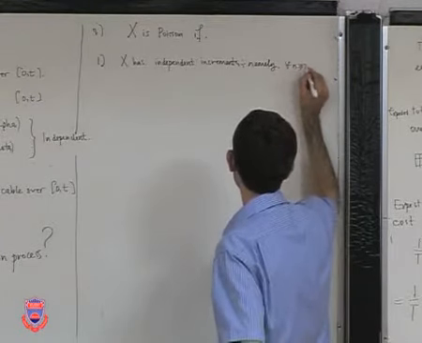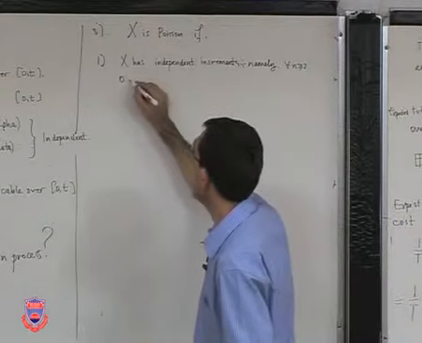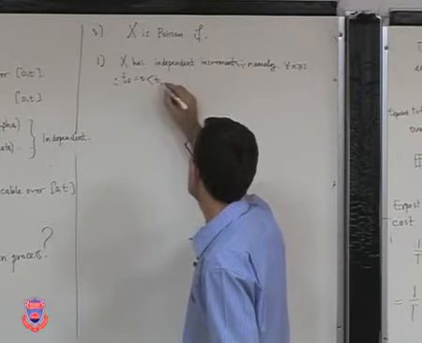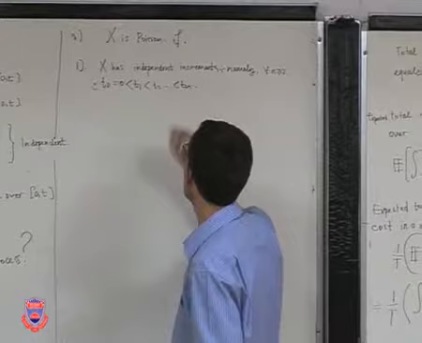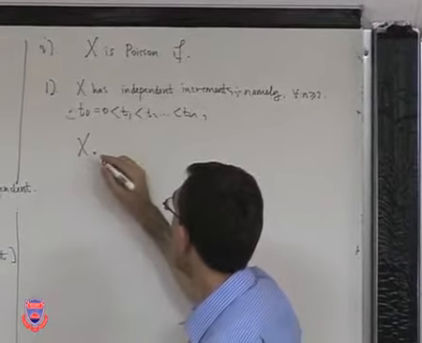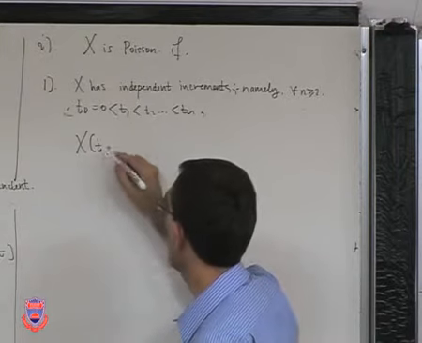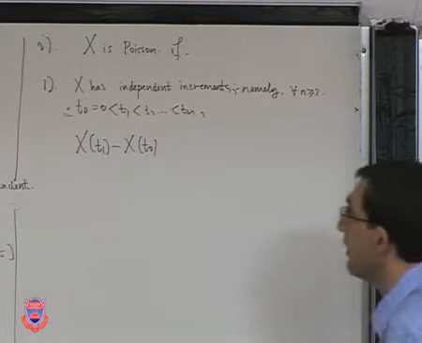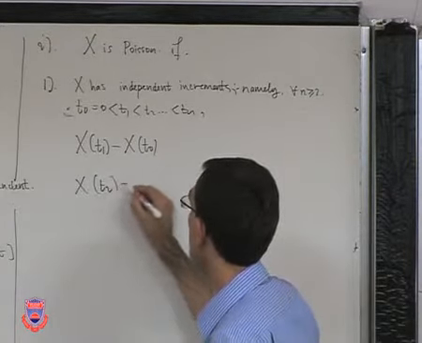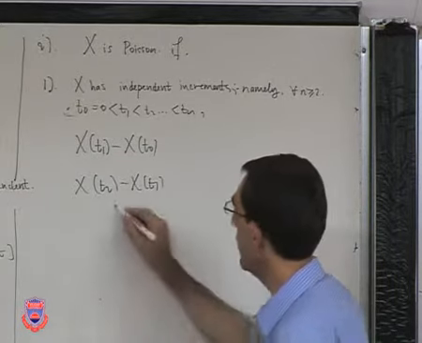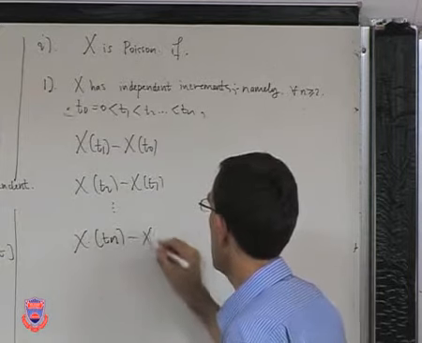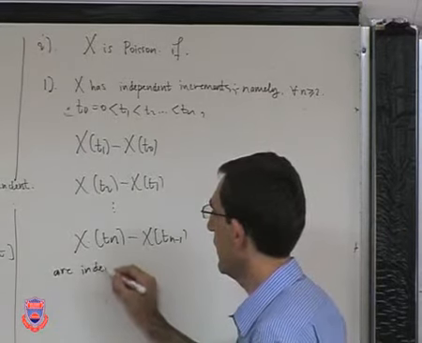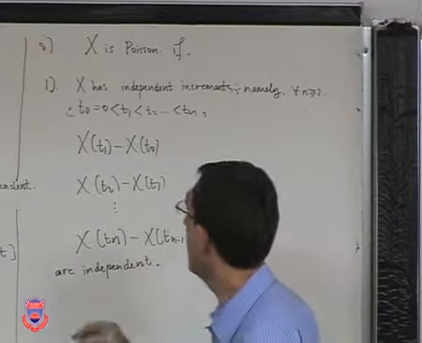For every integer n, 2 or more, and for every n real numbers t1, t2 up to tn, we have to verify that the increments of the process from time 0 to time t1, from time t1 to time t2, and from time tn minus 1 to tn are independent. Okay.